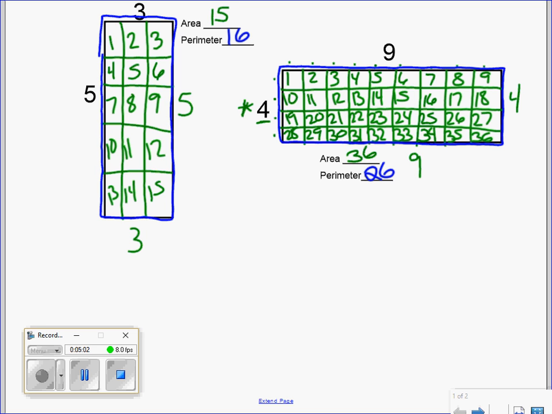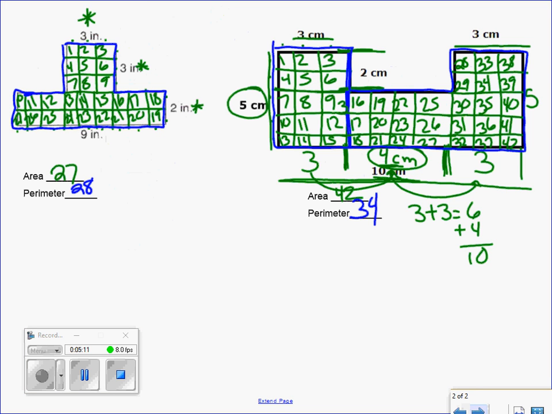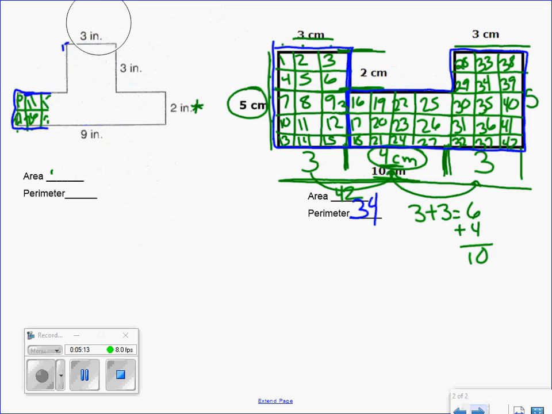Now, when they are rectangles or squares, it's very, very easy to find the area and perimeter and draw those grids. But in 4th grade, we introduce irregular shapes. And oops, let me erase this.